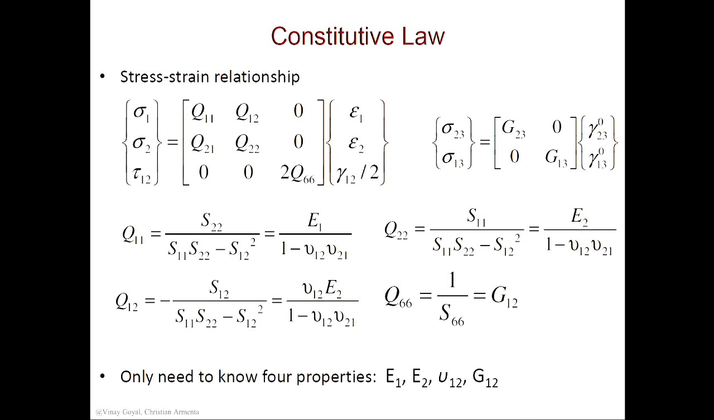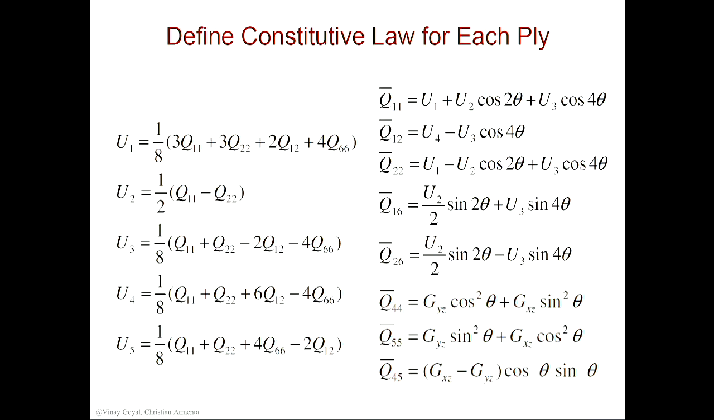Then I calculated the Qs that basically relate stress to strain. And if I know E11, E22, Nu12, G12, I can calculate these Qs. If I know these Qs, I can calculate Q bar, because that now is a transformation for every ply. So the Q bar is in the global orientation system.